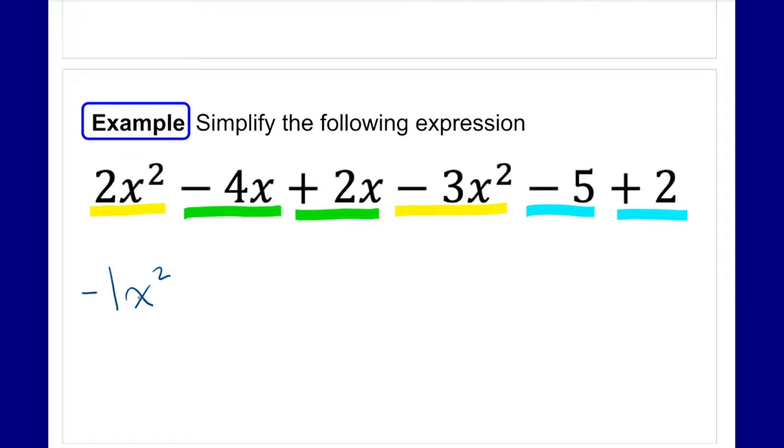So I have negative 1x squared, and I look at the next set of like terms, negative 4x plus 2x, negative 4 plus 2, I get negative or minus 2x. Again, I'm not changing the variable, I'm only changing the coefficient. Finally, negative 5 plus 2 is negative 3. So again, that is where we get our simplified expression. I've combined my like terms. In this case, there's no other pairs of like terms. We only have one of each, so I don't need to go any further. There's nothing else I can do to simplify this.